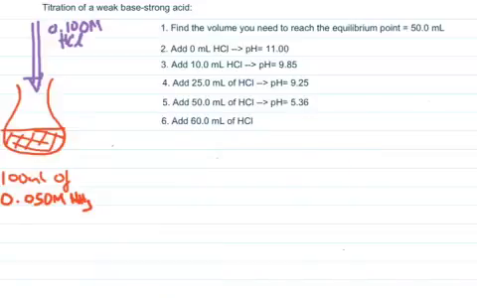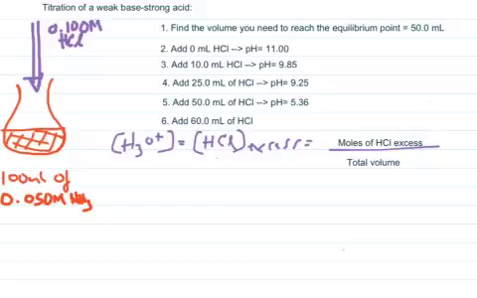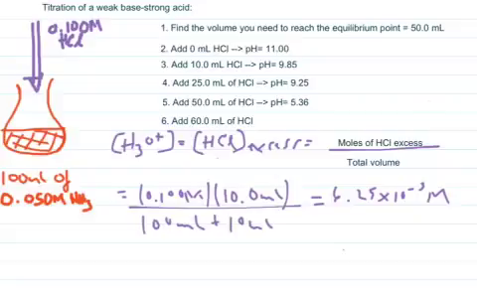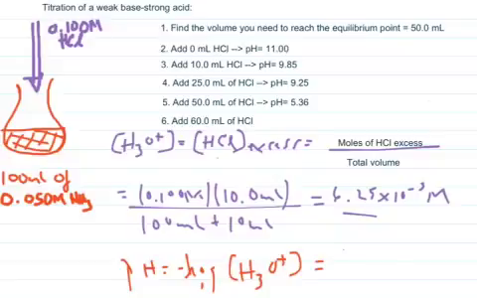Alright, so what happens when we add 60 milliliters of hydrochloric acid? This means we are 10 milliliters beyond our equilibrium point. So just like we did for the strong acid, strong base, we're going to find the excess of hydrochloric acid. So hydronium is equal to the moles of HCl excess over the total volume. Let's figure this out. We get 6.25 times 10 to the minus 3. Now let's find the pH. The pH is equal to the negative log of hydronium, which gives me 2.20.